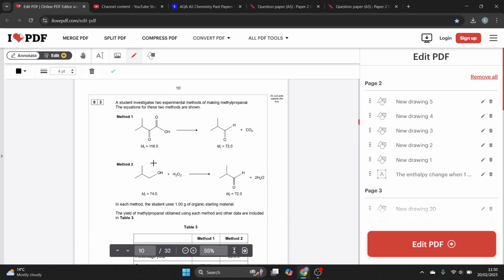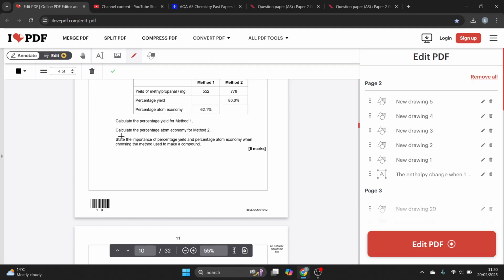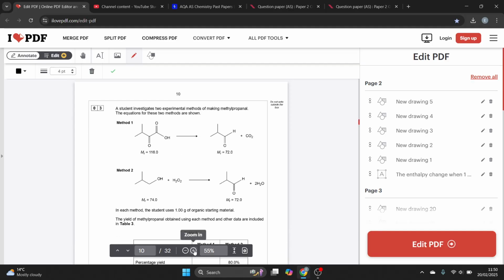Calculate the percentage yield for method 1. Calculate the percentage atom economy for method 2. State the importance. 6 marks.